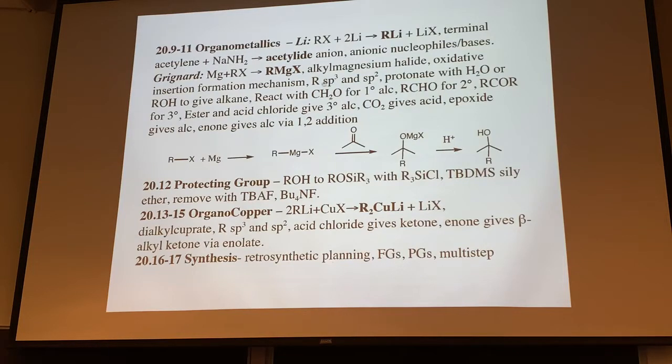If you add a Grignard reagent to formaldehyde, for example, you get a primary alcohol. With aldehydes, they go to secondary alcohols. With ketones here, Grignards go to tertiary alcohols. Esters and acid chlorides add twice to give tertiary alcohols. And then we add in some other electrophilic reagents, right? We add in carbon dioxide, which reacts here to give carboxylic acids. We use epoxides. We've had epoxide openings with nucleophiles before. Those give alcohols. And enones give alcohols via 1,2 additions.